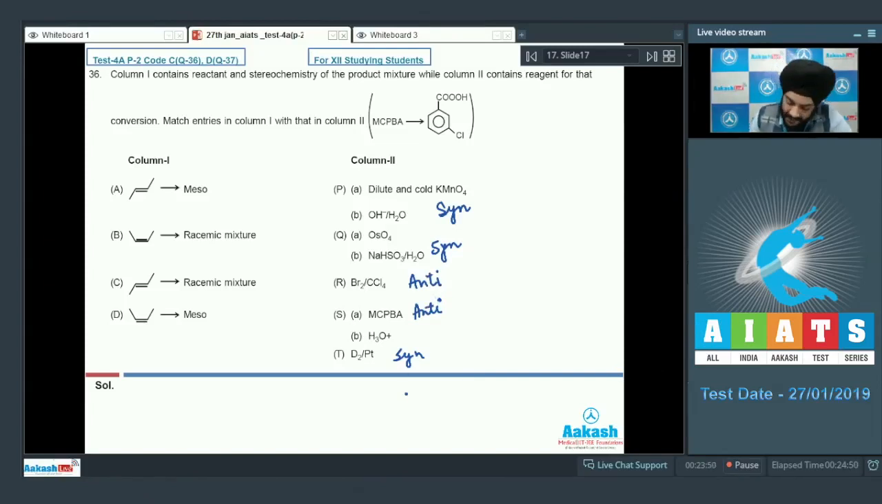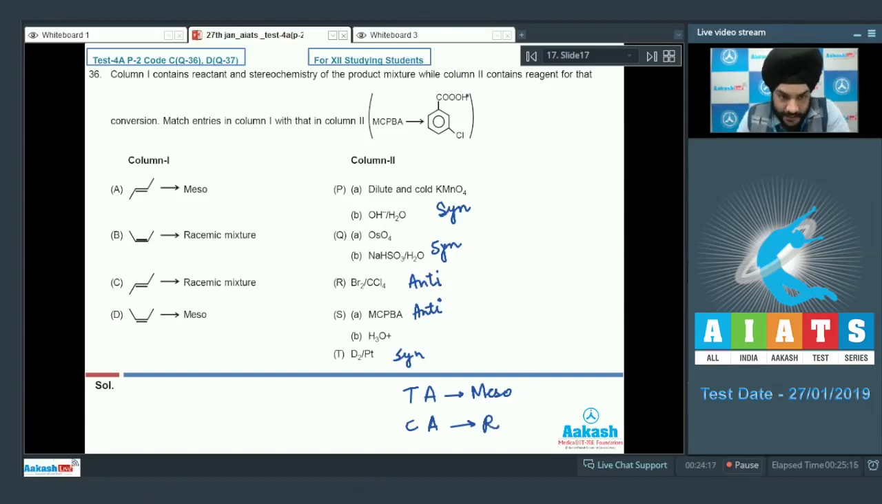So now we know that when we have a trans alkene and when it is allowed to undergo anti-addition, we get a meso compound. And if we have a cis alkene, it is allowed to undergo anti-addition, we have a racemic mixture. And we'll also have the other two corresponding cases.